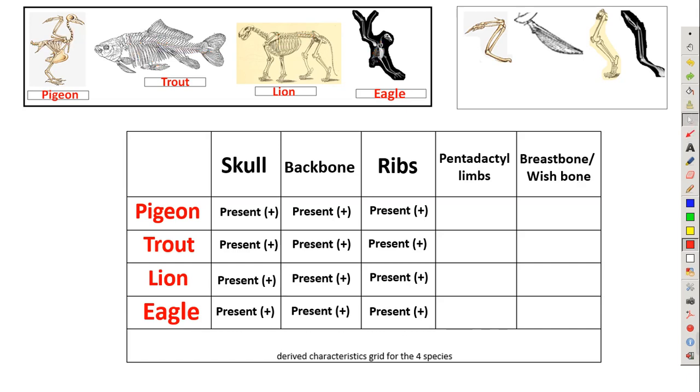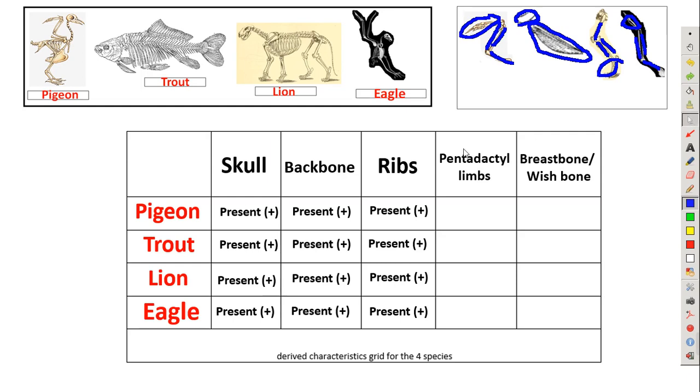Pentadactyl limb: if we look closely, we can see that here we have one bone, here we have two bones, and then we have a set of bones. For the lion we have one bone, two bones, and a set of bones. For the eagle we have one bone, two bones, and a set of bones. Whereas for the trout we have one bone, and then we have this set of bones.